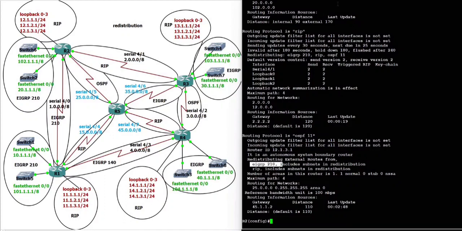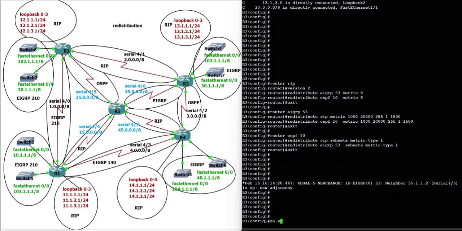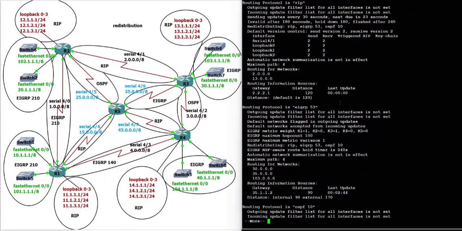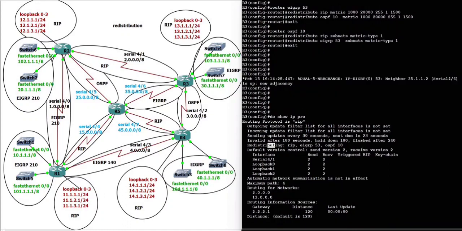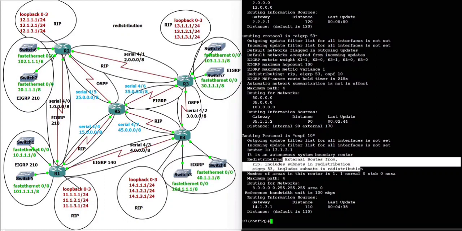Okay, now on router 3 we show IP protocol. In RIP redistributing EIGRP 53 OSPF 10. EIGRP 53 OSPF 10 and here redistributing external from RIP including subnets in redistribution EIGRP 53.